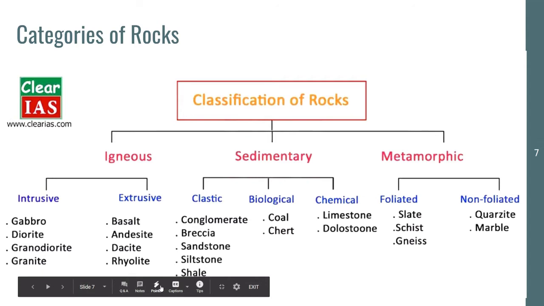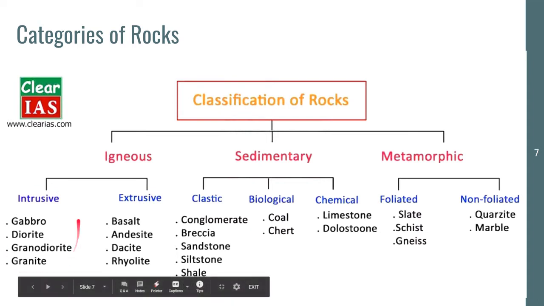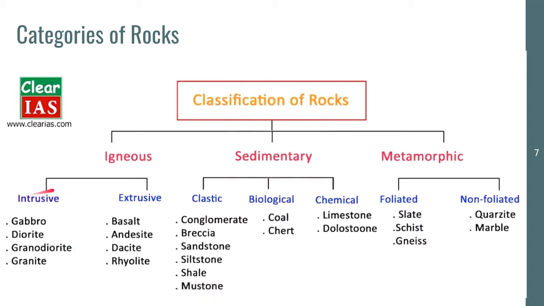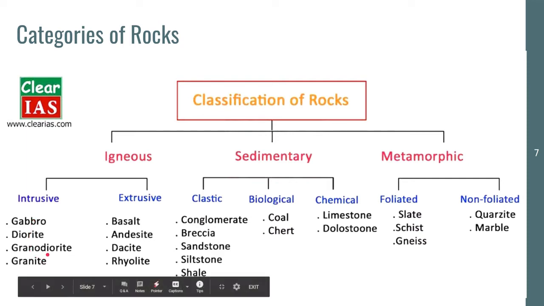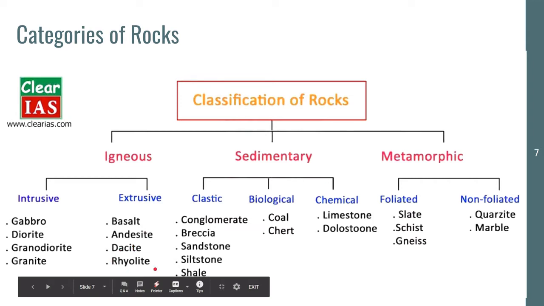This diagram shows us the classification of rocks. So you have your igneous rocks, which are formed from the cooling of Earth's magma. If the cooling happens within the Earth's surface, we call them intrusive igneous rocks. Examples are gabbro, diorite, granodiorite, and granite. If the cooling happens above the Earth's surface, we call them extrusive igneous rocks. Examples are basalt, andesite, dacite, and rhyolite.